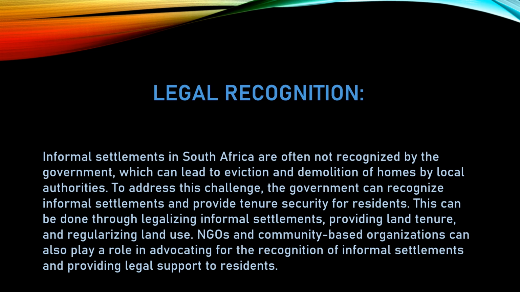Informal settlements in South Africa are often not recognized by government, which can lead to eviction and demolition of homes by local authorities. To address this challenge, the government can recognize informal settlements and provide tenure security for residents. This can be done by legalizing informal settlements, providing land tenure, and regularizing land use. NGOs and community-based organizations can also play a role in advocating for the recognition of informal settlements and providing legal support to residents. So now we are done.